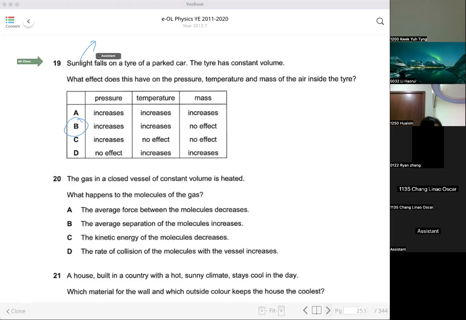Okay, sunlight gives you heat. So the temperature increases. And when the temperature increases, the gas pressure increases, but the mass has no effect because if there are 5 molecules of air in the tire, you still have just 5. The mass will not increase. Okay, question number 20, you all may begin.